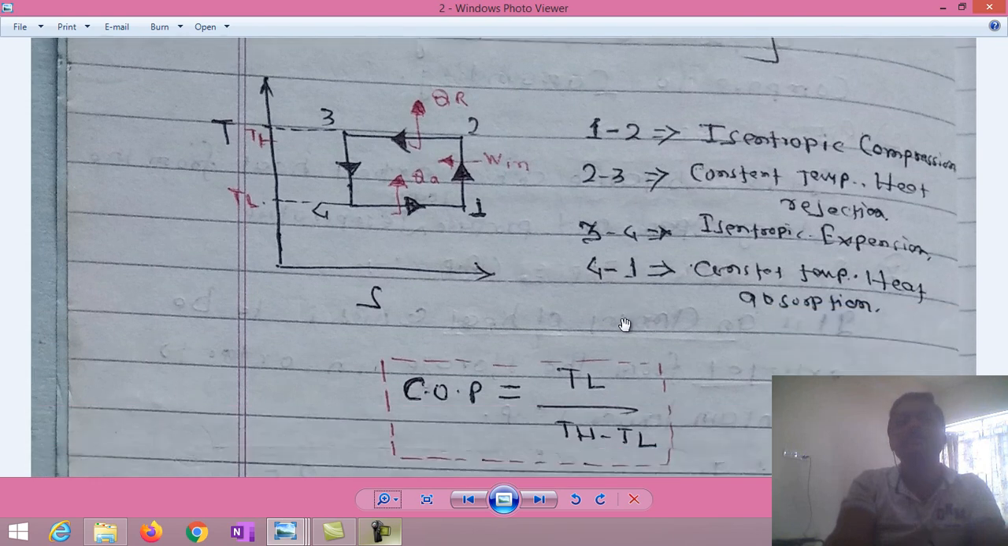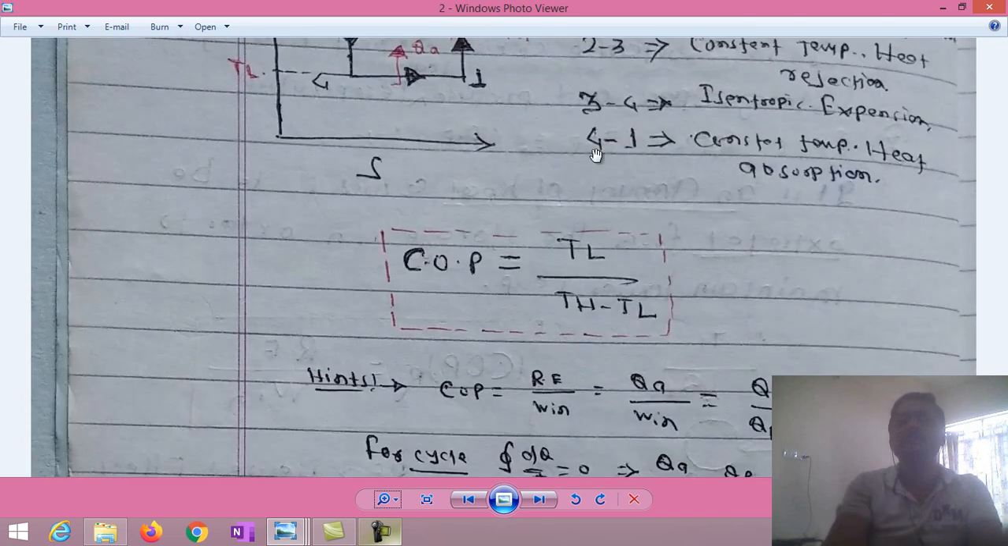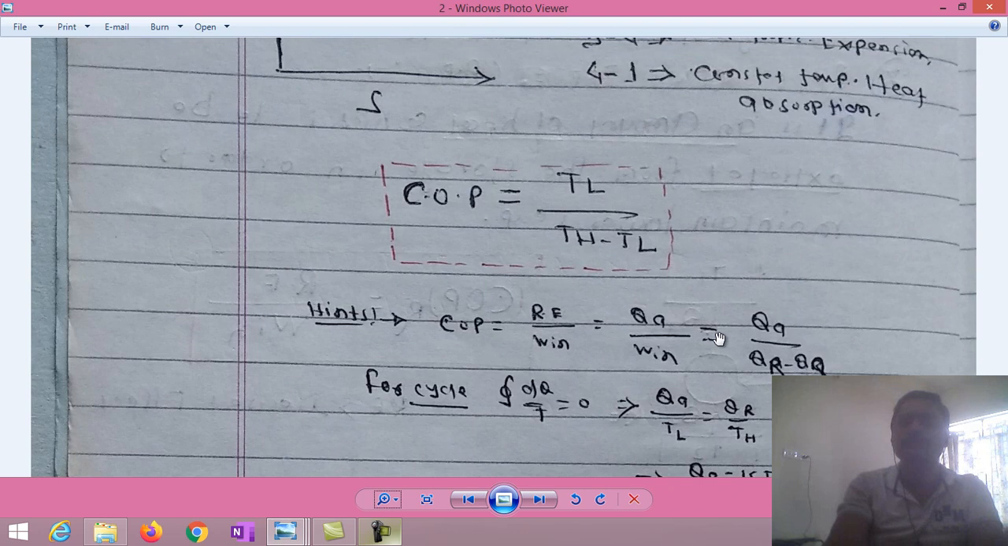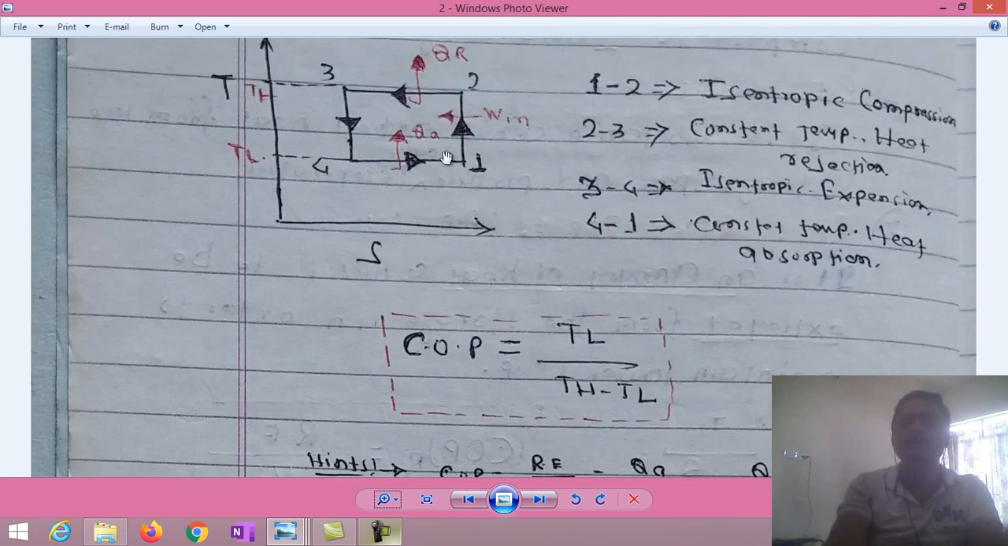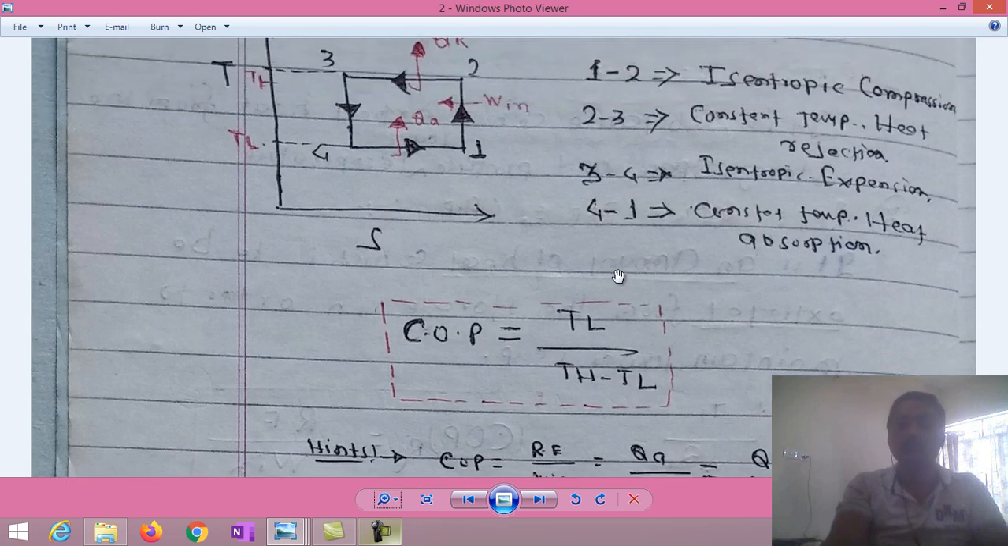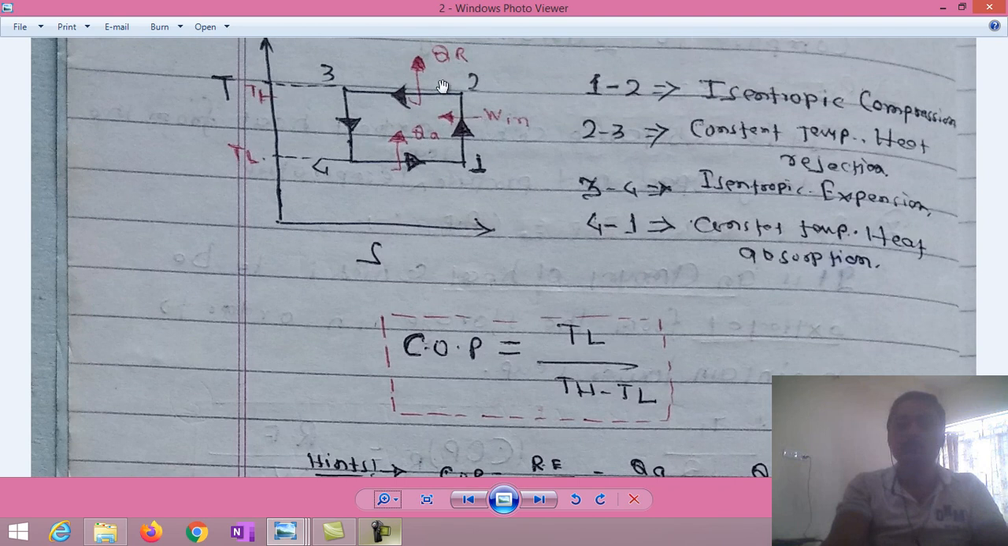So what is the refrigeration effect? The refrigeration effect is QA, because QA amount of heat is required to be sucked from the storage space so that the temperature can be maintained. So the COP is the refrigeration effect QA divided by work input. And what is this QA? In the energy balance equation, QA plus work input is equal to QR. Therefore, work input is equal to QR minus QA, that is, Q rejected minus Q absorbed. And this is the basic COP of all refrigerators.